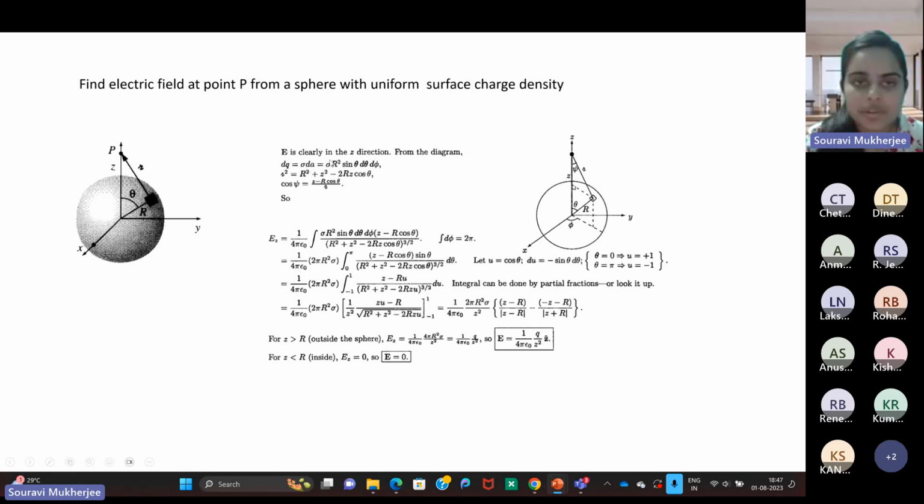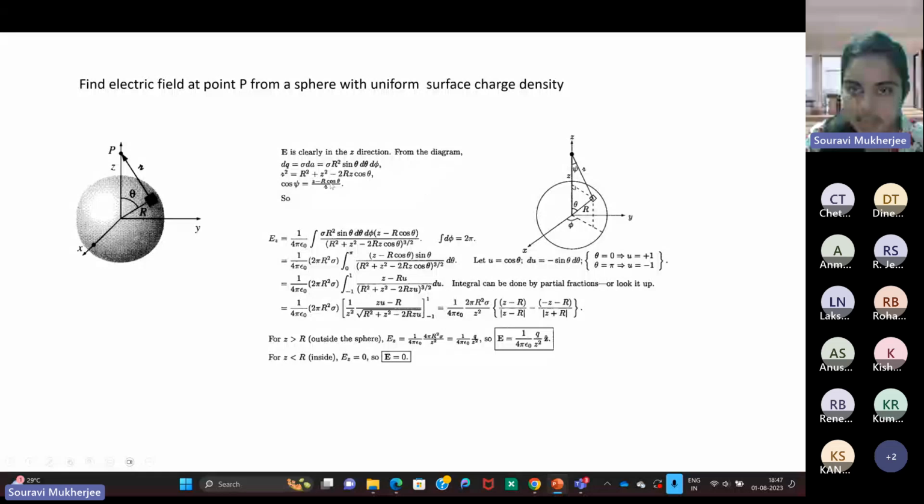So this is your element, like a single surface element that you have taken, and then you are multiplying it with the surface charge density. So this is your dq. And what is your distance from this point? You find it as r square plus z square minus, so you have to take this component here.